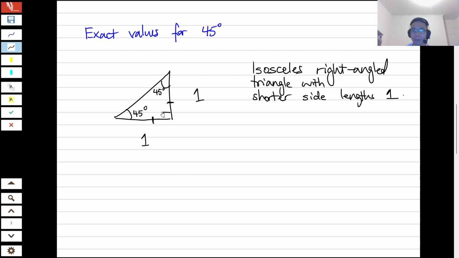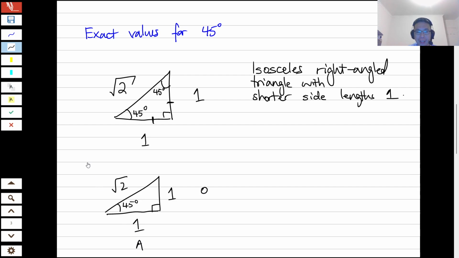Okay, what else can we say? If we apply Pythagoras' theorem, a squared plus b squared equals c squared, where c is the length of the hypotenuse, then we can write down that the length of the hypotenuse in this particular triangle is root 2. So now that we know that, let's just consider one 45-degree angle with sides 1 and root 2. I'll call this O, A, and H.